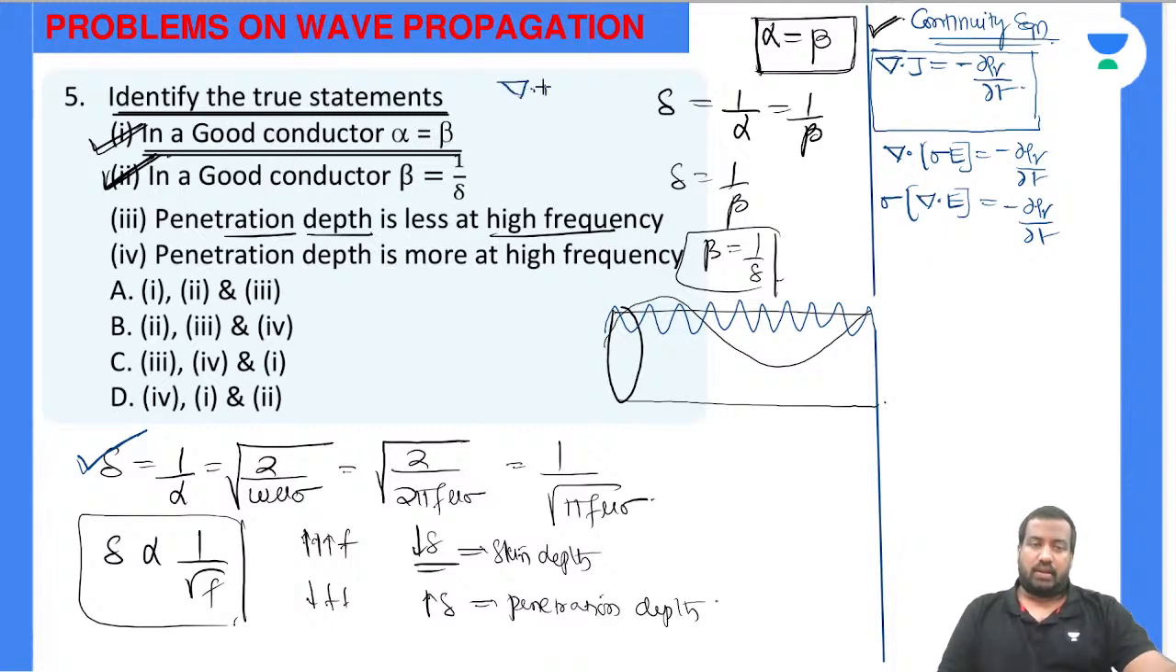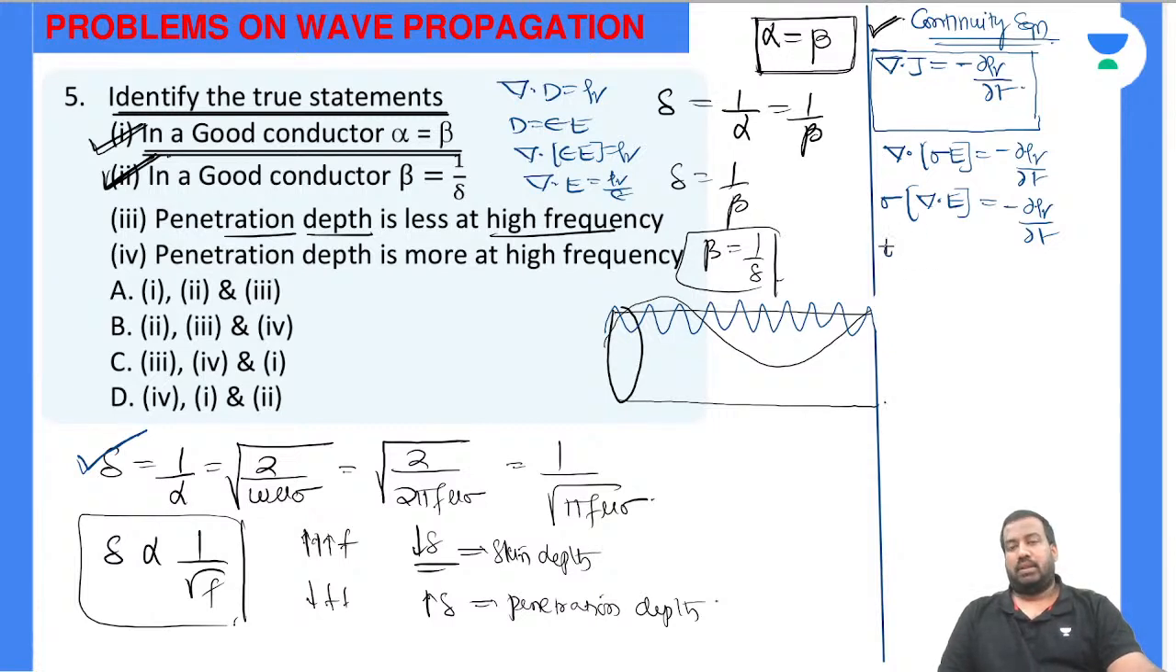We know from Gauss law, del dot D is rho v. D is epsilon E. Del dot epsilon E is rho v. Del dot E is rho v by epsilon. Replacing this by rho v by epsilon, sigma times rho v by epsilon is equal to minus dou rho v by dou t.